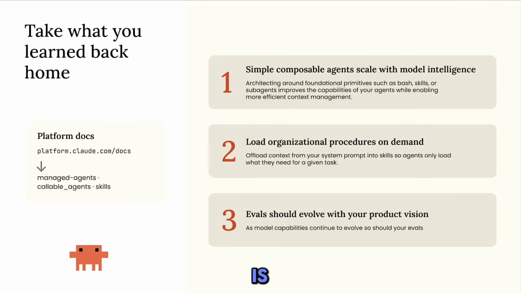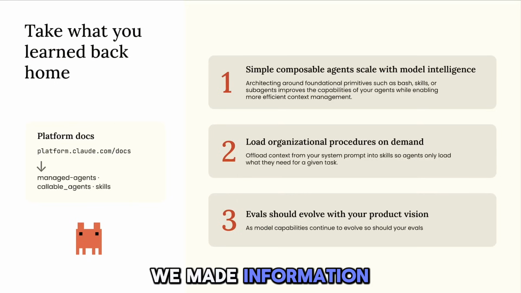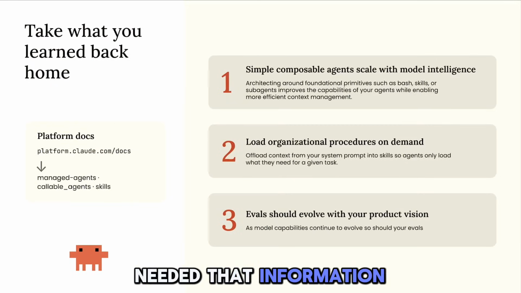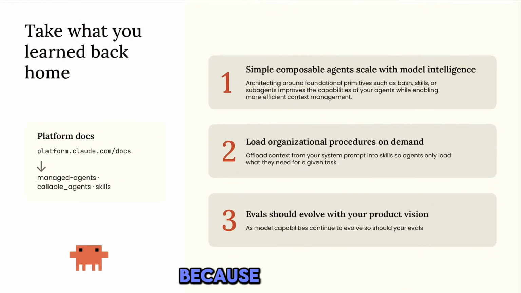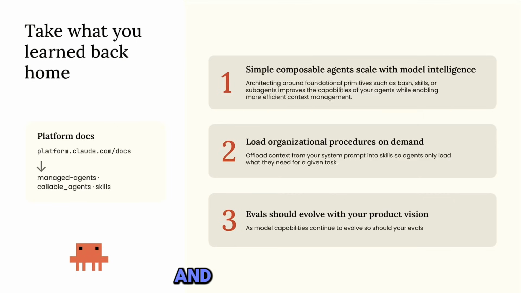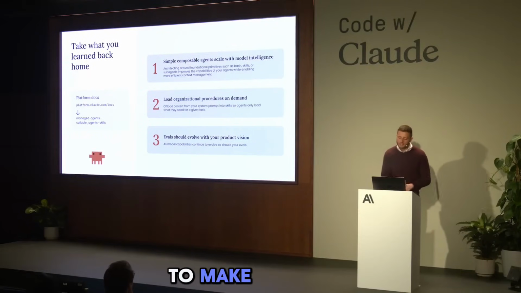The next thing that we did is we used progressive disclosure through skills. Instead of stuffing our system prompt with a lot of information, we made information accessible to Claude whenever Claude realized that it needed that information in order to solve a problem. This is great because we can run more efficiently, we're not polluting our context window, and we're giving Claude more flexibility to make decisions.